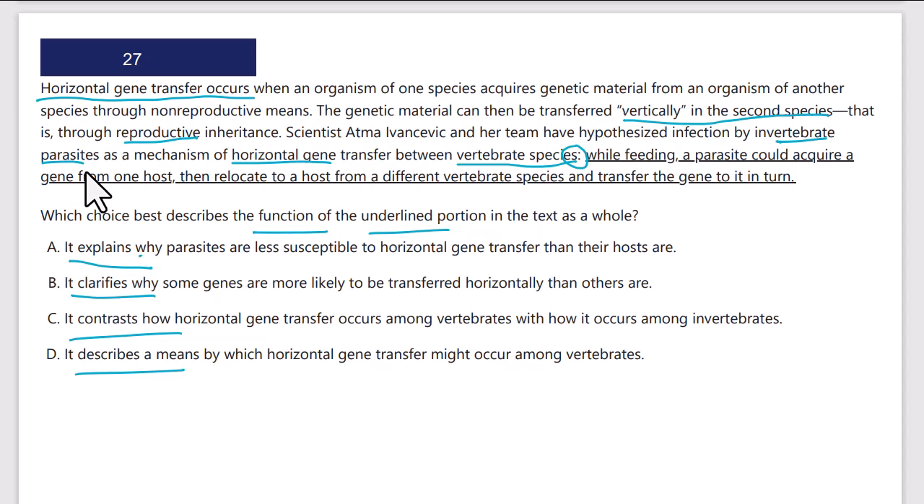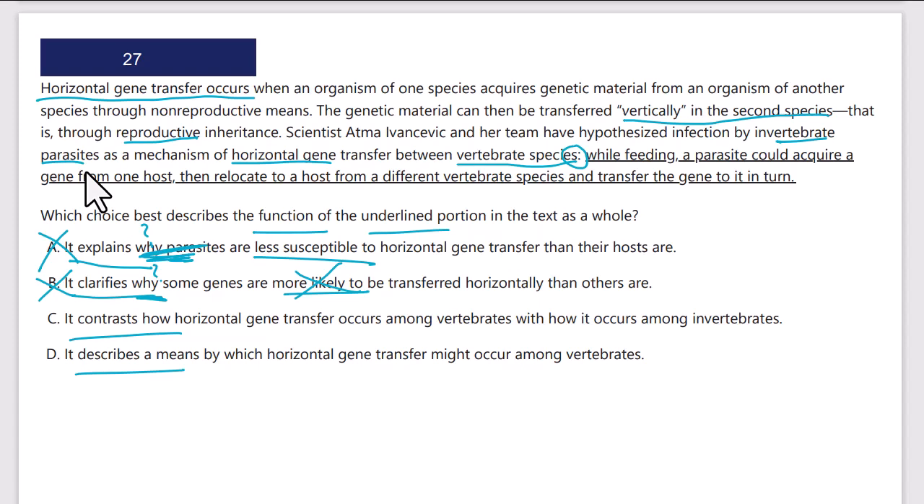So it explains why parasites are less susceptible to horizontal gene transfer. No, it's nothing about more or less, no comparison, and there's no explanation of why. That's wrong. Okay. B, it clarifies why some genes are more likely to be transferred. Again, why and comparison. That's wrong. That's not really the information in this passage. It's just defining and telling you what horizontal gene transfer is. Not whether it's more likely, not why it's happening. Okay? So we want to figure out what this sentence is doing, and it's explaining.